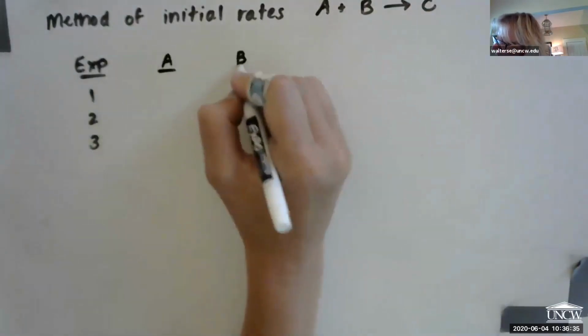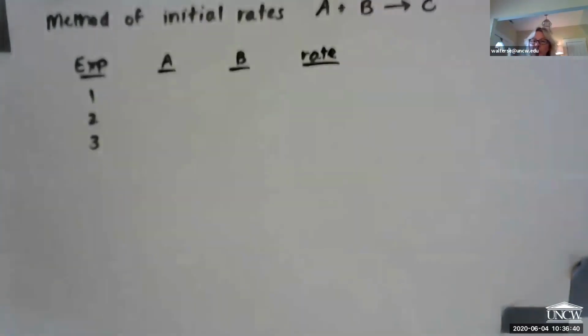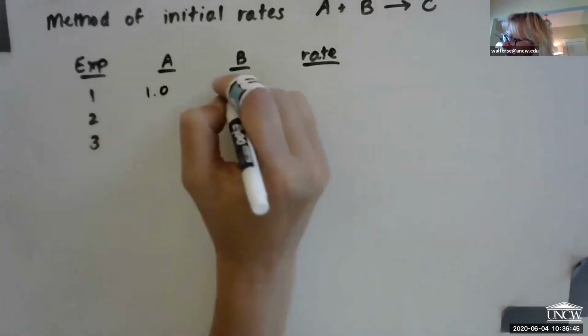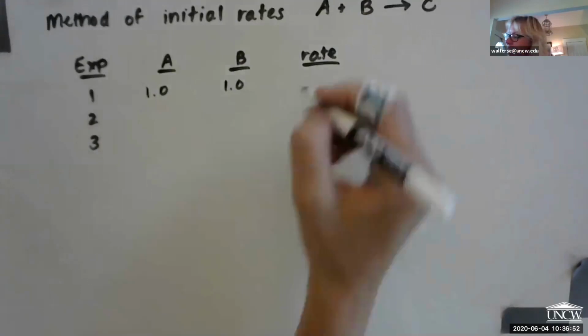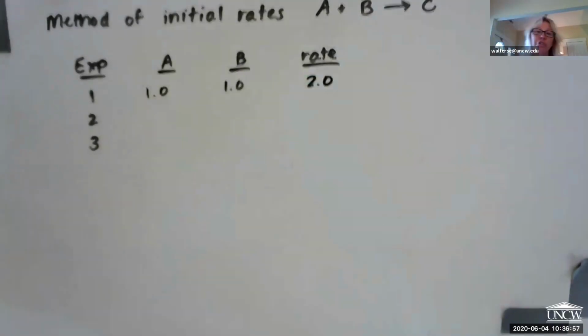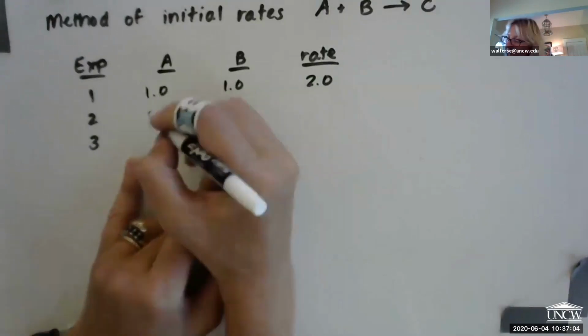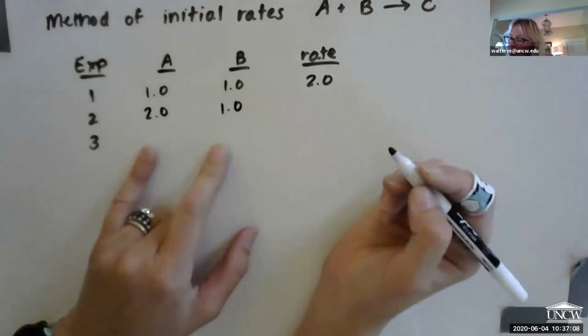A, B, rate. Okay. So what we do is we say we're going to do an experiment with some amount of A and some amount of B. And these could be mole values. It doesn't really matter. Okay. And we're going to say that the rate, I'm going to use really simple numbers just so we can do the math in our head, is 2. Okay. Then in the second experiment, I'm going to increase the amount of A, but I'm going to leave B alone.